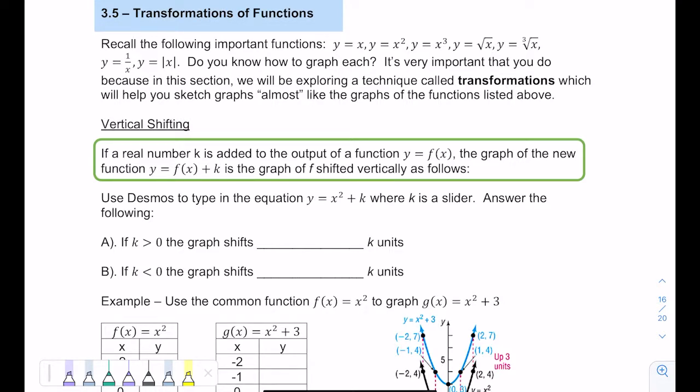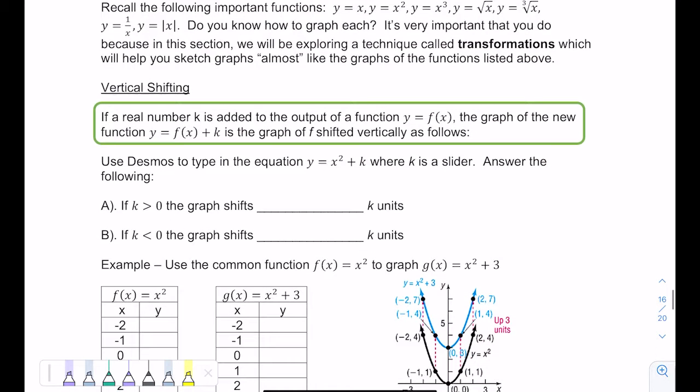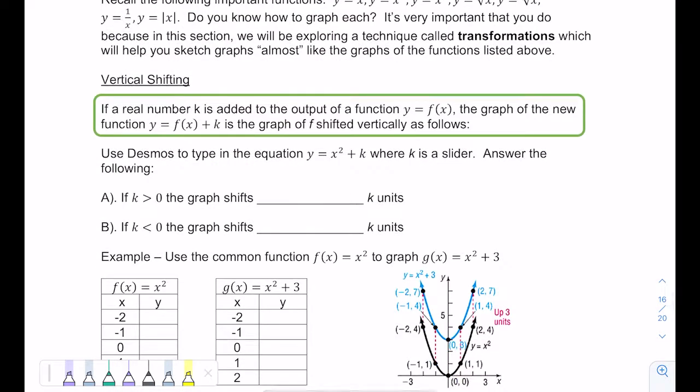So the first transformation we're going to look at is what's called vertical shifting. So remember, vertical means up or down, right? Like think of vertical blinds. So it means go up or go down. And the way we're going to determine whether something graphs up or down is by taking the function and either adding or subtracting this k value to it. K is going to control the vertical shift.